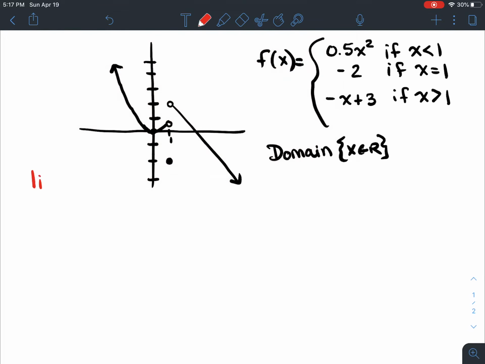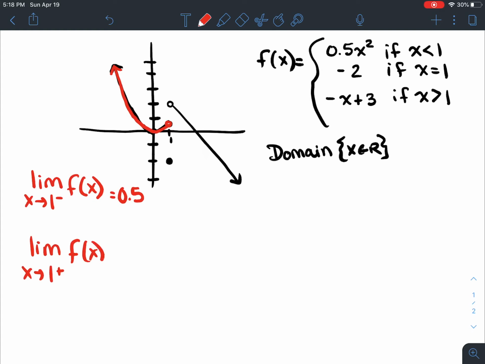So let's look at the limit as x approaches 1 from the left of our function. From the left, we're on the parabola. And what y value are we approaching? Looks like we're approaching 0.5, I would say. And then our limit as we approach 1 from the right of f of x.